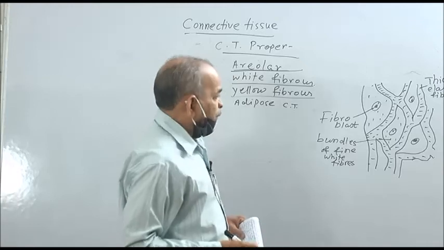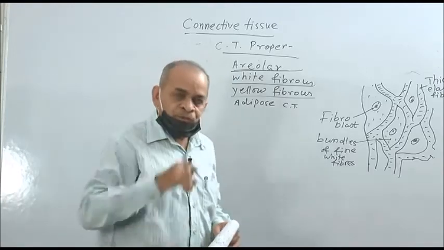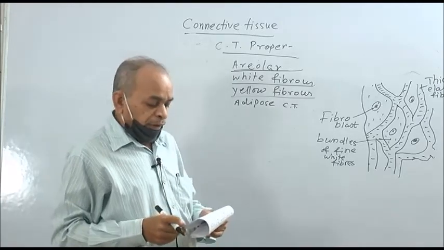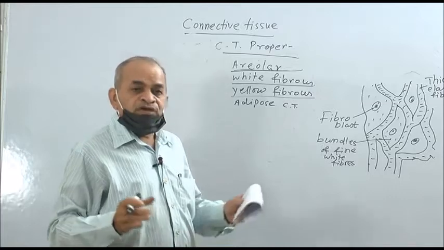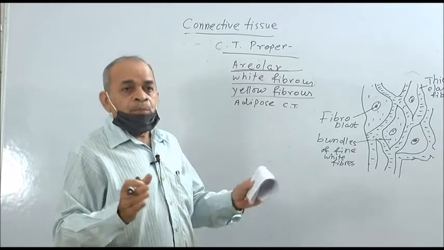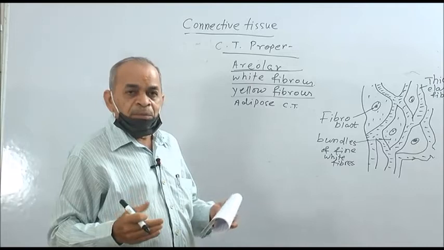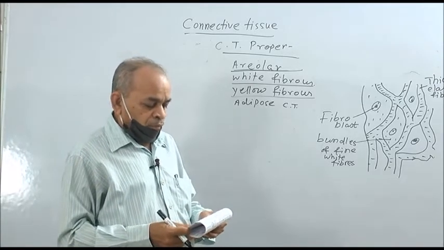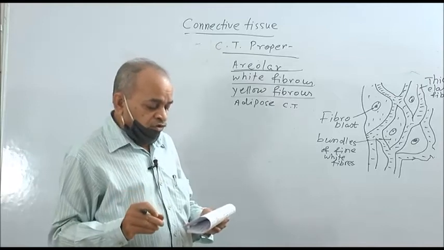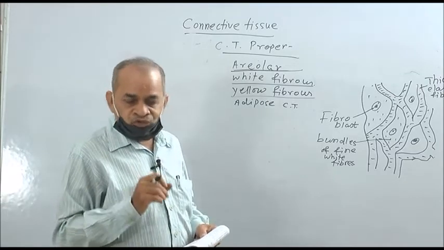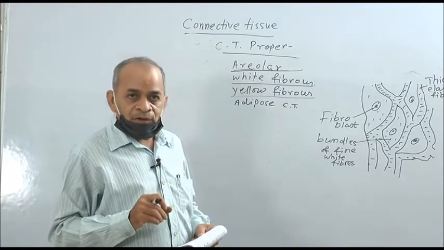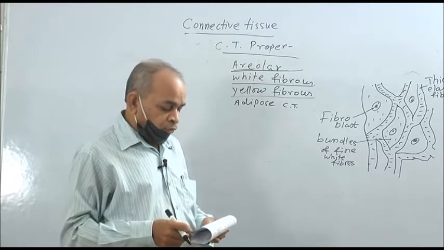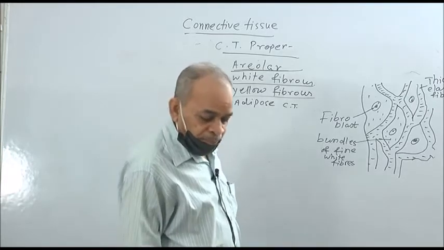This is found in the ligaments which join the bones. So, different bones are joined by ligaments. This also occurs in the walls of the arteries and in the bronchioles. Then adipose tissue.